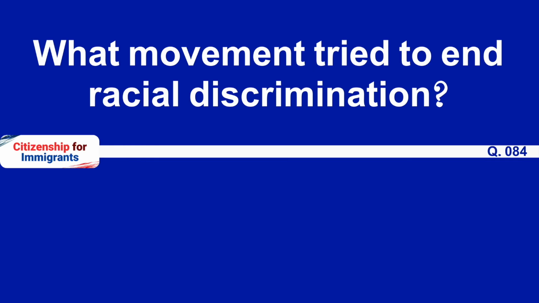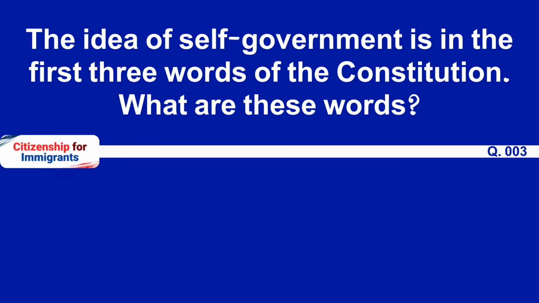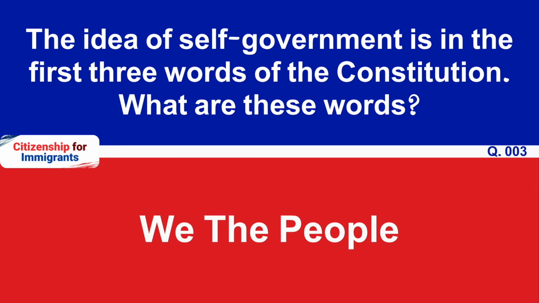What movement tried to end racial discrimination? Civil rights movement. The idea of self-government is in the first 3 words of the Constitution. What are these words? We the people.